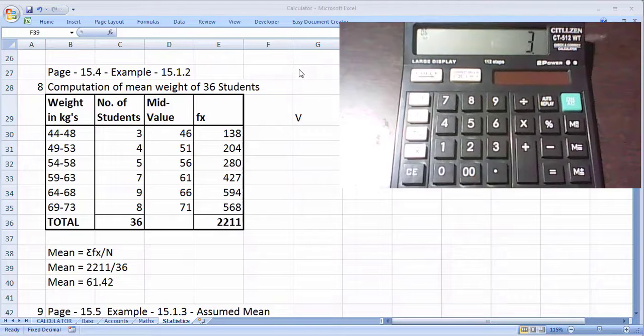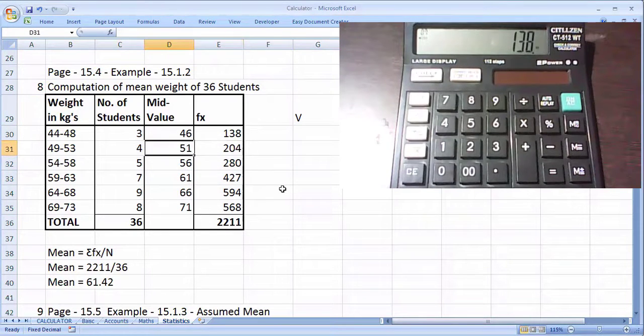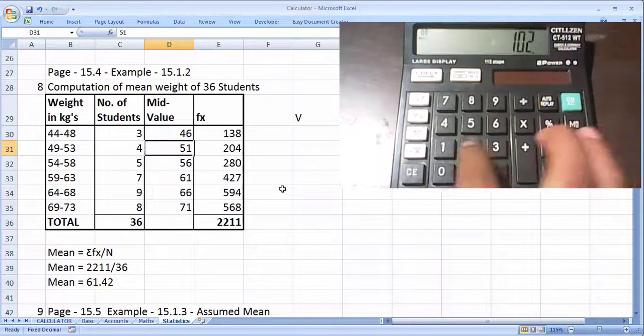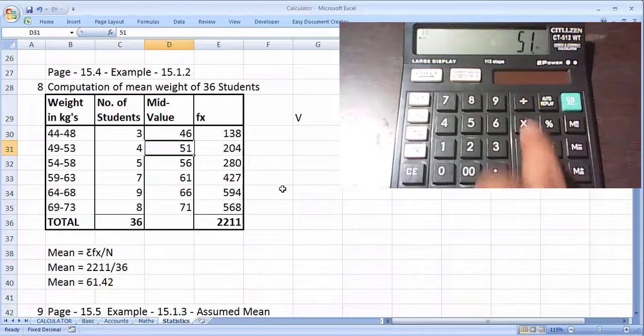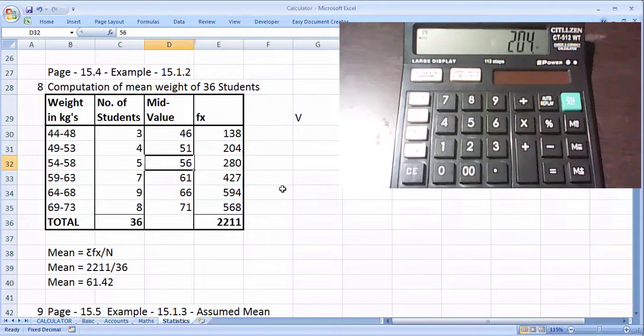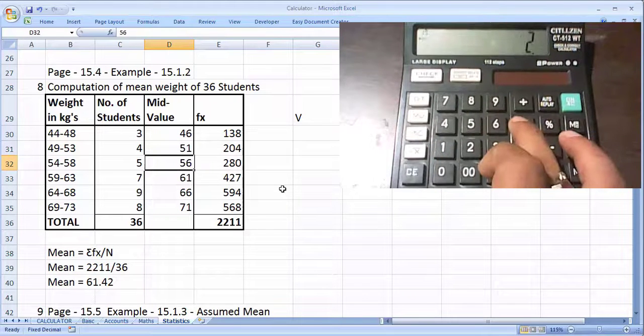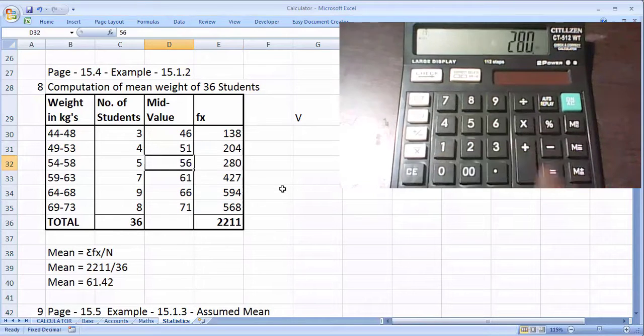How many? 3. Keep M plus now. 138. You can check the values also. Every value is here. 138. Now 49 plus 53 divided by 2 is equals to 51 into how many students? 4, plus M plus, 204. You got it? Next, 54 plus 58 divided by 2 into how much? Into 5 is equals to 280.